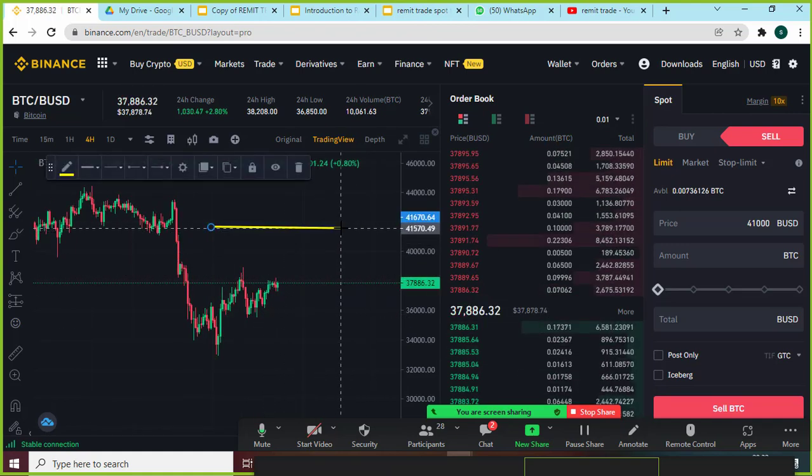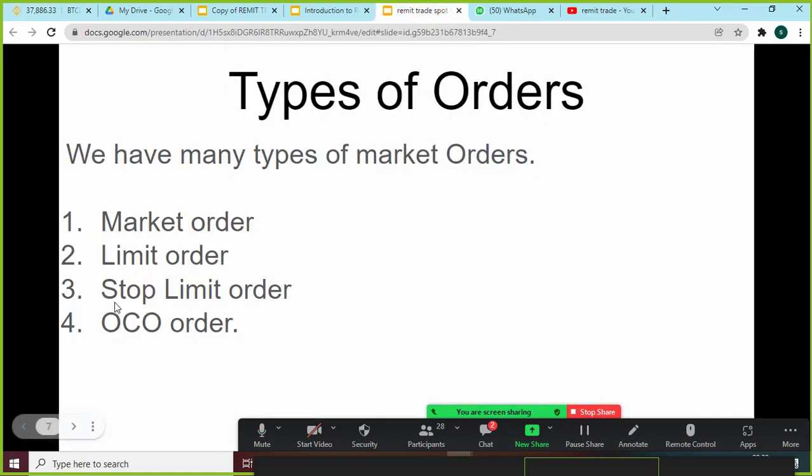All right, so that is buy limits and market order. So the next one here is stop limit order. I won't be going into OCO order. I will stop at stop limit order so that we can go over to other things that we have for today. So stop limit order.